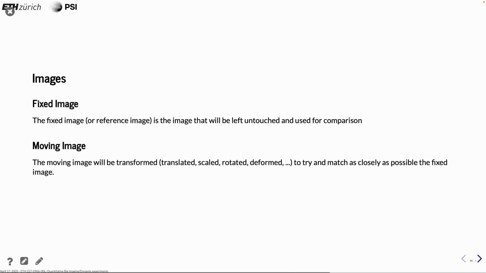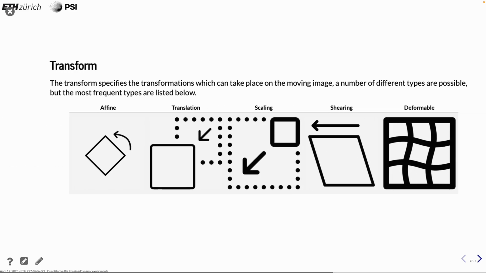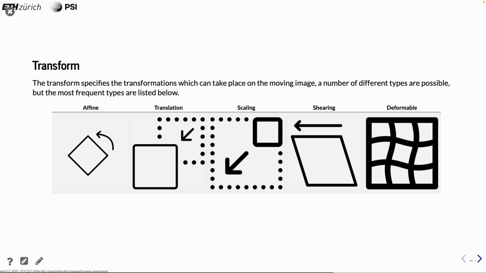And now we need some images, so we have one fixed and one moving image, and these we now have to transform as the next step. So we have affine transformation, we have the translations, we have scaling, we have shearing, and in some cases we even introduce deformable models. It could be, for example, in the patient case, that the patient has changed shape, lost weight or something, and we need to stretch the patient in order to compare the images afterwards.